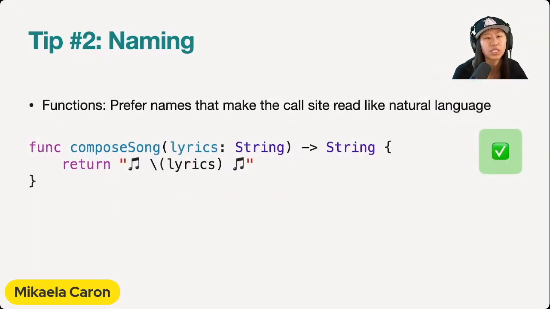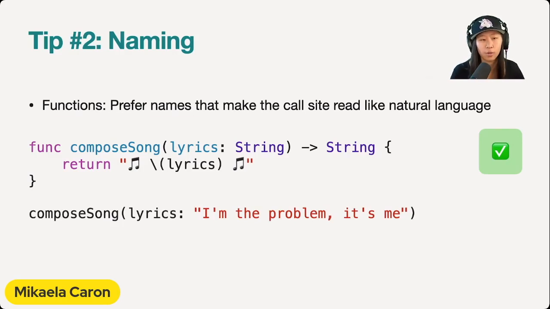We prefer functions that make the call site read like natural language. So what that looks like is we have a function called composeSong, and it takes an input parameter called lyrics, and it's just returning the lyrics with 2 music notes around it. But it's the clarity at the point of use when we are actually calling our function. This function would read out compose song lyrics, and that makes sense. That's like an English sentence.